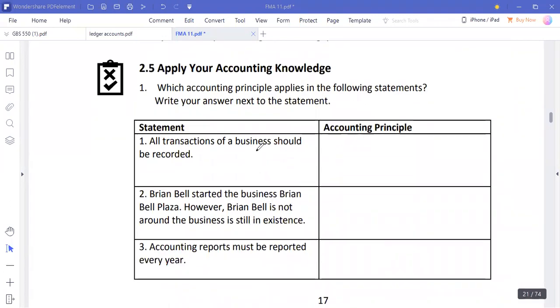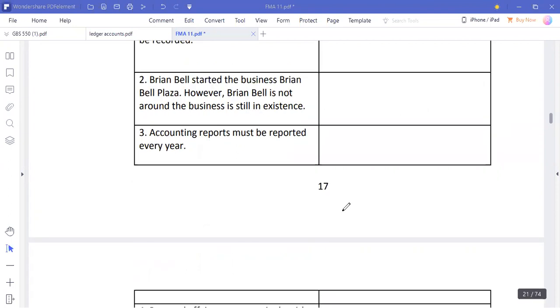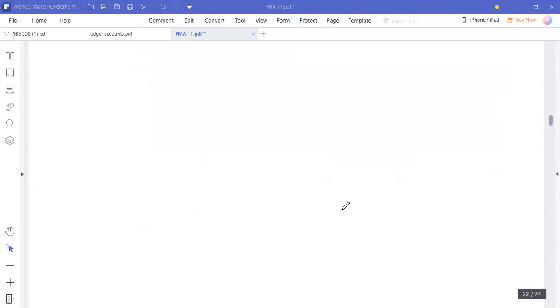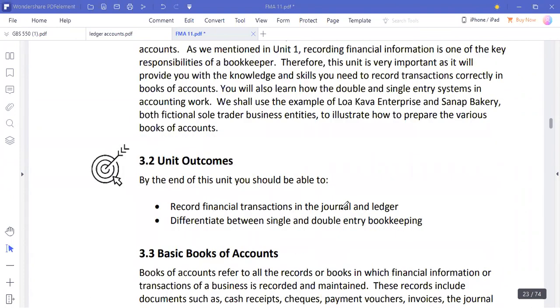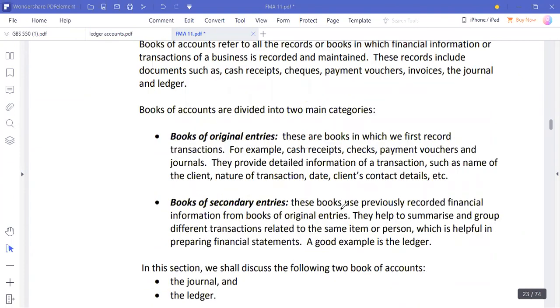So quick, can you remember all transactions of a business should be recorded? What principle is that? Brian Bell started a business. However, he's not around, but the business is still in existence. What principle is that? Going concern. Accounting reports must be reported every year. What accounting principle is that? Okay. Periodicity. So you will have that as your homework.